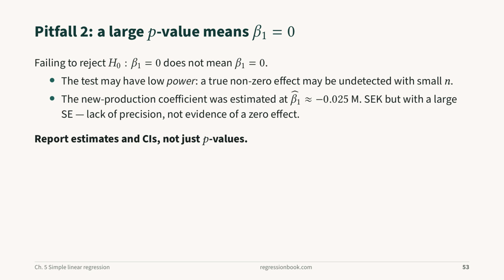Second pitfall, reading a large p-value as proof of no effect. Failing to reject does not establish a zero slope. The test may simply lack power. Our new production coefficient is the live example, estimated at minus 0.025 million, but with a large standard error. That is lack of precision, not evidence of a zero difference. Report estimates and intervals, not just p-values.